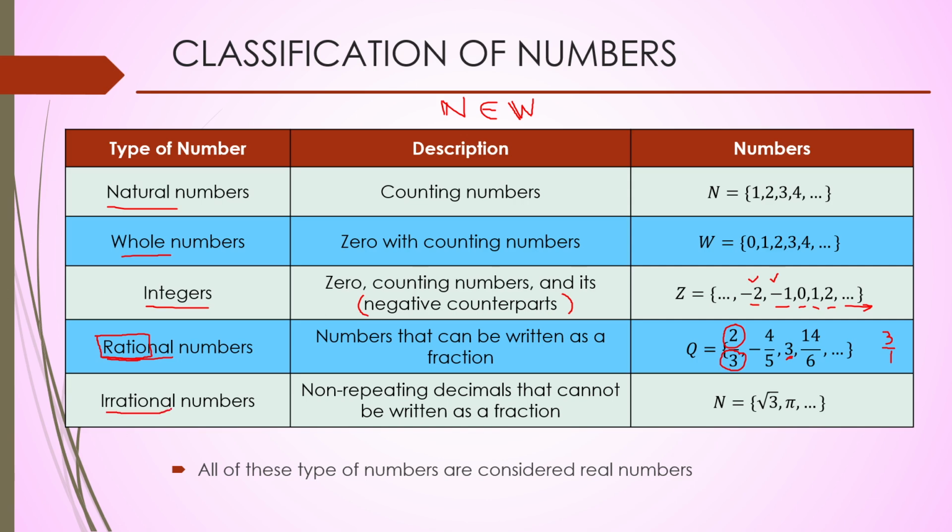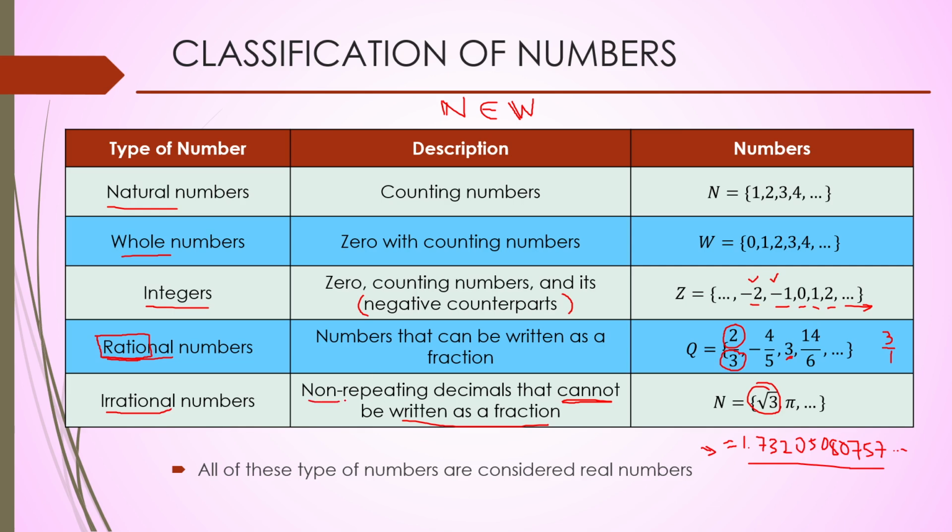So what are irrational numbers? On the other hand, irrational numbers are numbers that cannot be written as a fraction. For example, we have √3. If you press your calculator, it will become 1 point... actually, let me just double check. So √3 is equal to 1.732050800757, and so on. This number we cannot write in terms of a fraction. There is no equivalent fraction that will result in this number. So √3 is what we call an irrational number.